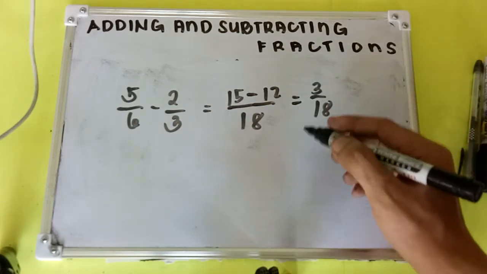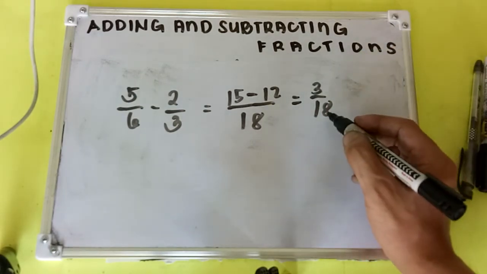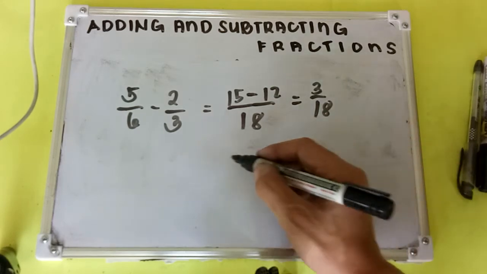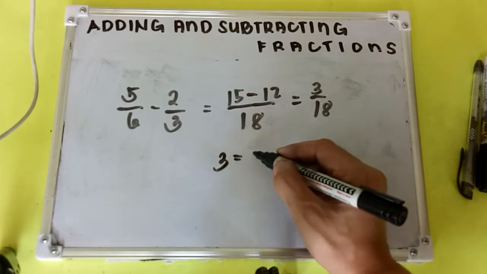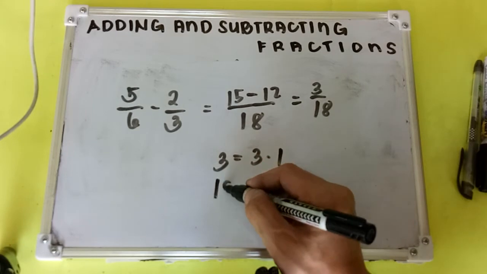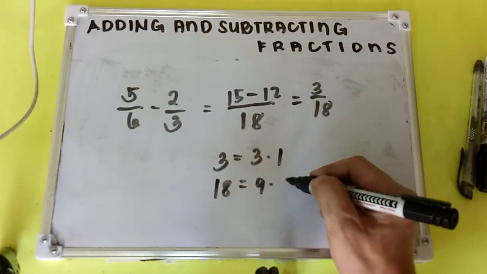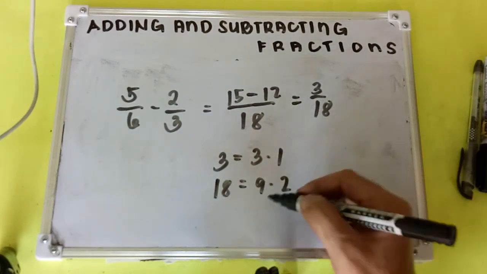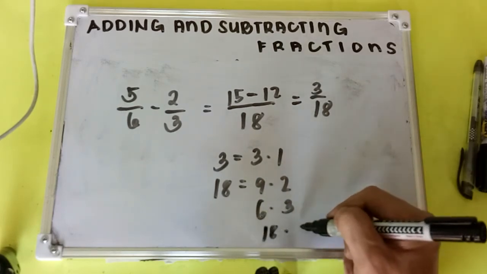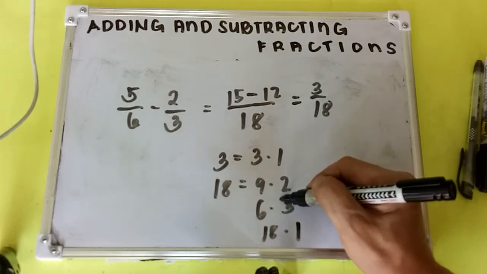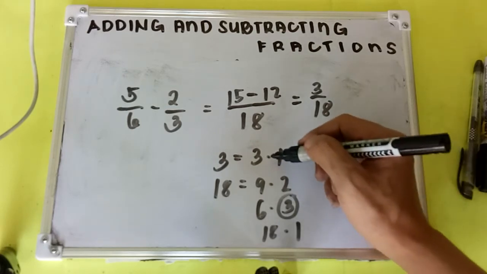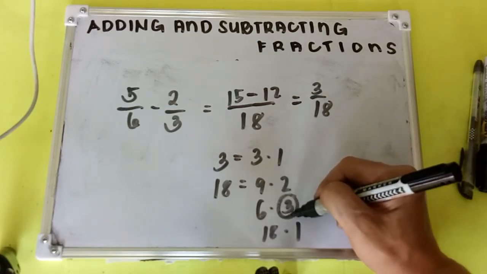Pero kung ma-identify niyo na hindi pa siya nasa simplest form, mas maganda. Pero sa mga hindi nakaka-identify, i-check niyo kung yung 18 ba ay may factor na 3. Halimbawa, ang factor lang naman ng 3 ay 3 multiplied by 1. Sa 18, pwedeng 9 multiplied by 2, pwedeng 6 multiplied by 3, pwedeng 18 multiplied by 1. So dito makikita niyo meron tayong 3 bukod sa 1, huwag niyo papansinin lagi ang 1. So bukod sa 1, meron siyang factor na 3.